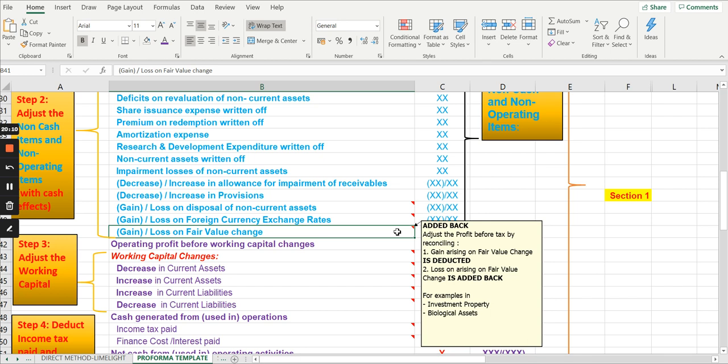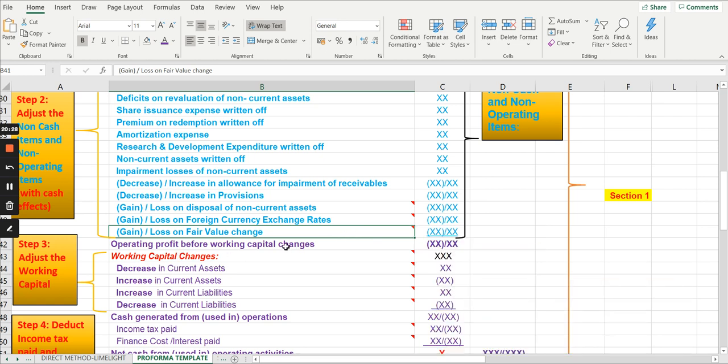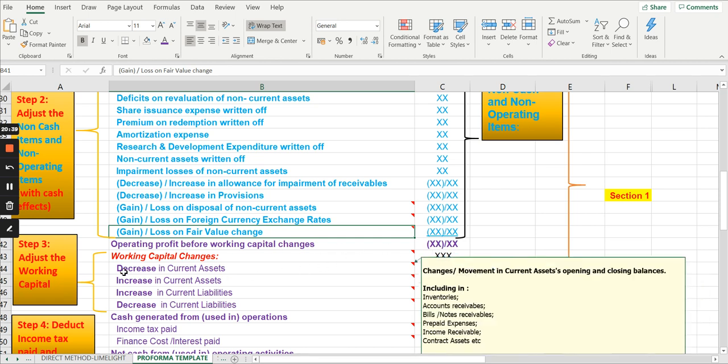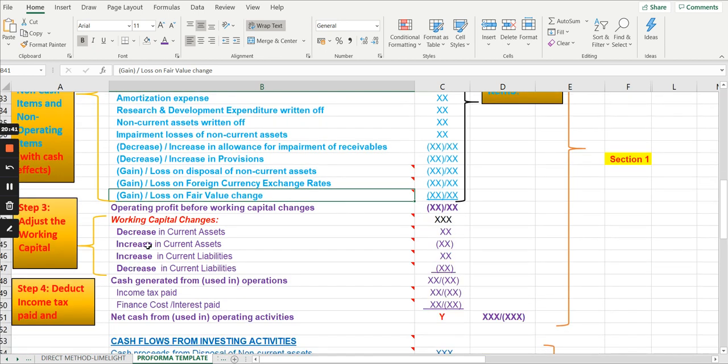So in simple words, expenses that are non-cash and non-operating will be added back, and income that is non-cash and non-operating will be deducted. After you have done that, you will get your operating profit before working capital changes. If you have an operating loss, you will put a bracket there as a negative, to show an outflow.